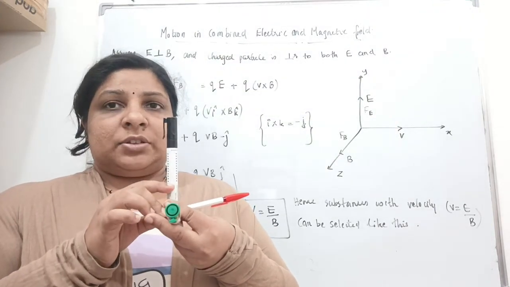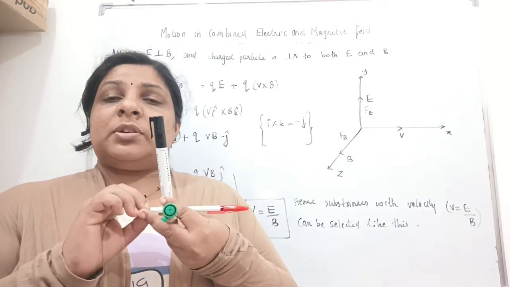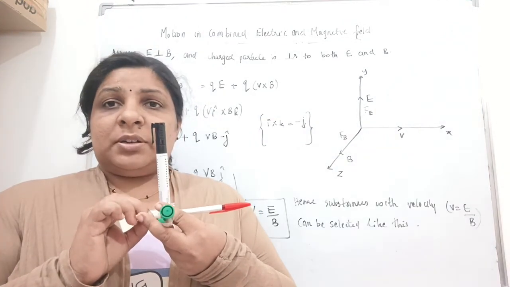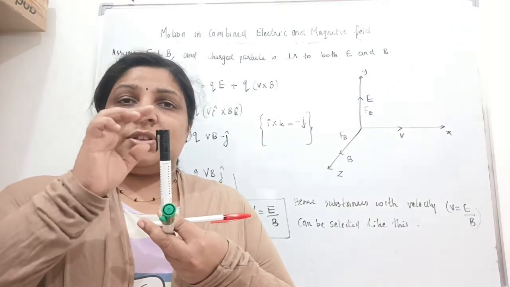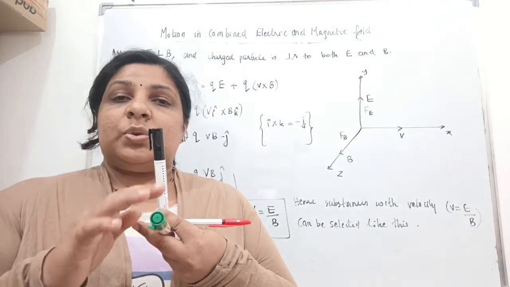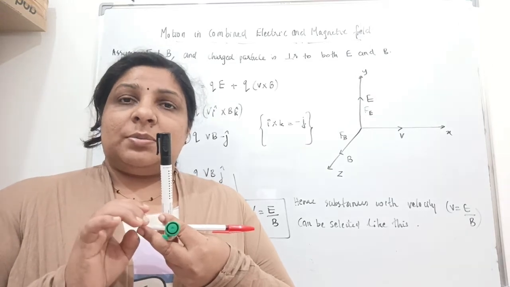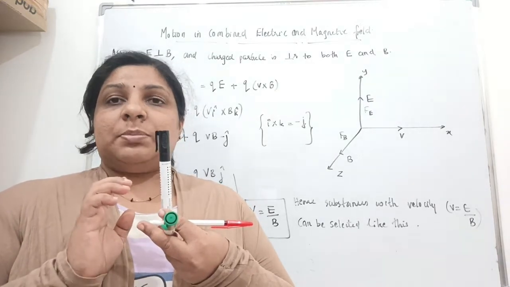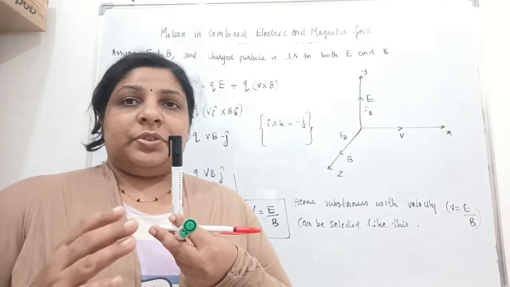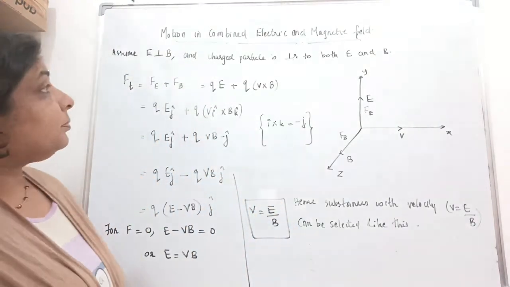So we will have electric field, perpendicular to that we will have magnetic field, perpendicular to both of these we have a charged particle Q. So this charged particle Q will experience a force due to this electric field, that is F is equal to Q into E. And due to this magnetic field there will be a force experienced by the charged particle, that is F is equal to Q into V cross B. Then we will see the total force will be the sum of these two, then we will solve and see. Okay, so let us see.